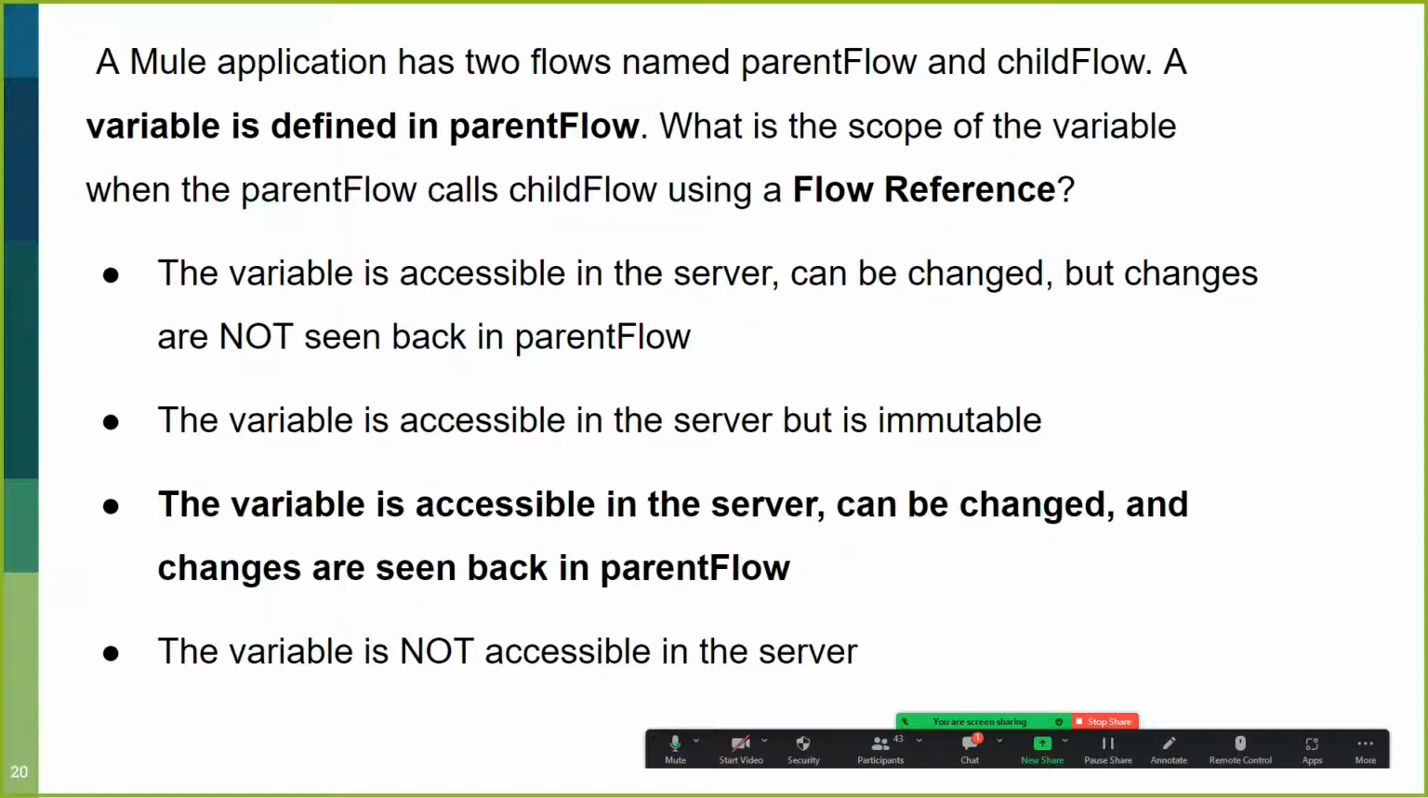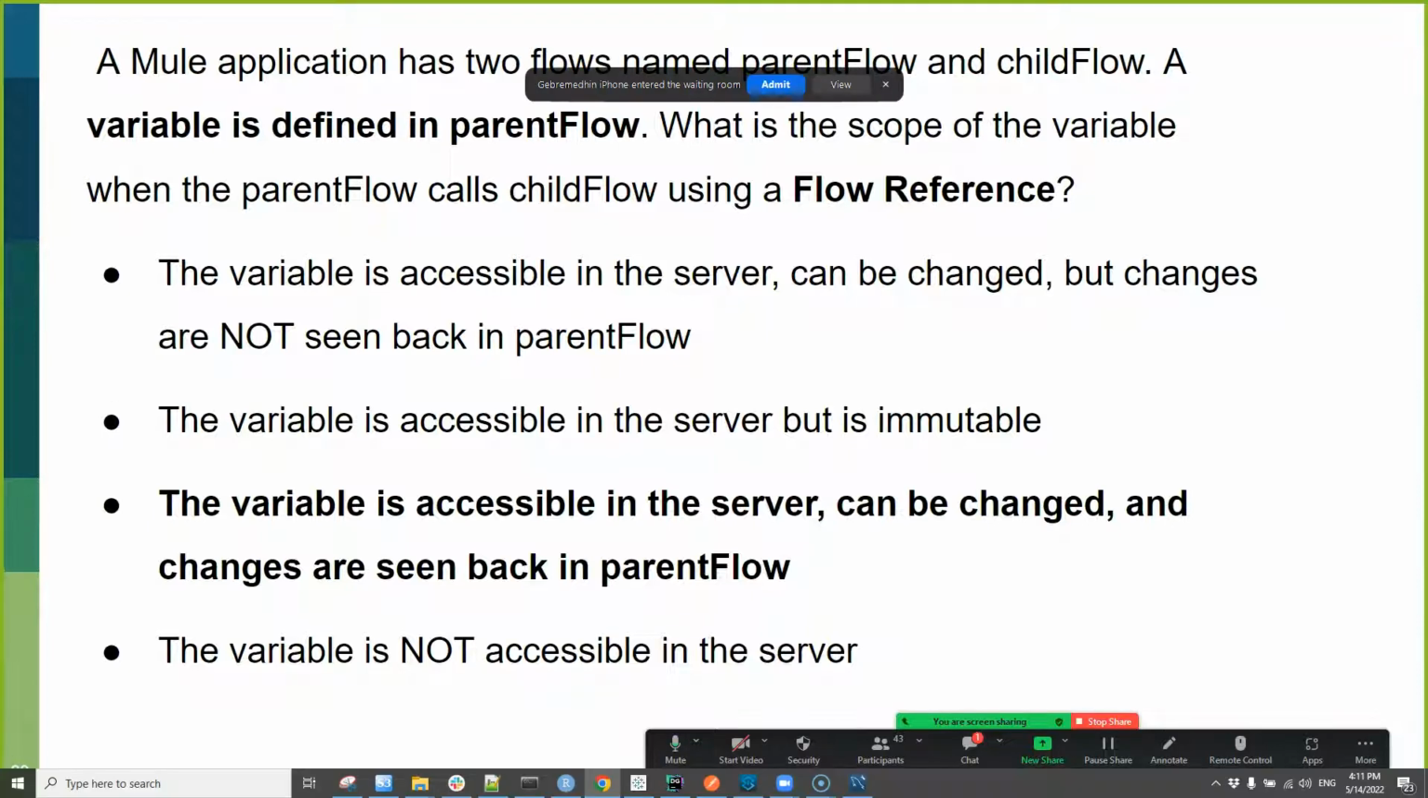A Mule application has 2 flows named parent flow and child flow. A variable is defined in parent flow. What is the scope of the variable when the parent flow calls child flow using a flow reference? Here also we can replace flow reference by HTTP request, and I want you to understand their differences. When we use flow reference, the whole Mule event from the calling flow is accessible to the child flow, and the whole Mule event from the child flow is accessible to the main flow by default. So this is when we use flow reference.